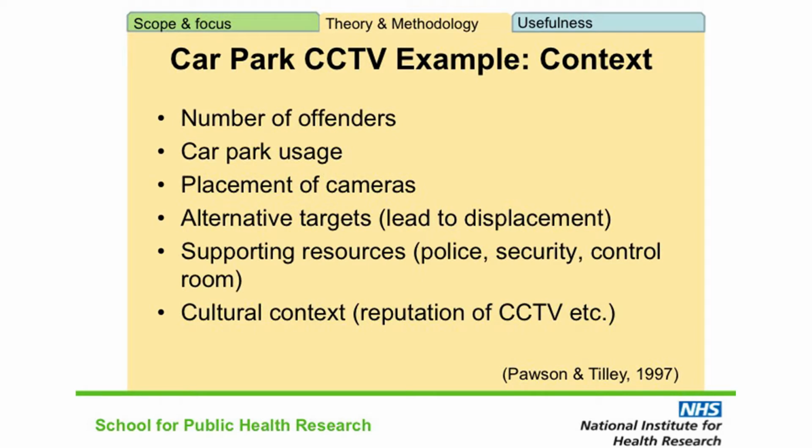So to understand the context here, we need to look at the number of offenders potentially in the area, the usage patterns of the car park, where the cameras are placed, are there any alternative targets, for instance, what are the supporting resources around the introduction of the cameras, because the cameras on their own might not have too much of an effect, and what's the cultural context, what's the reputation of CCTV, for instance. So these are some of the contextual elements that can actually work within the implementation to alter the outcomes.